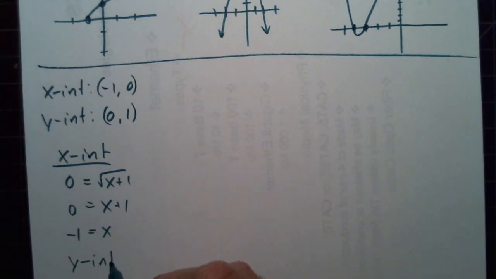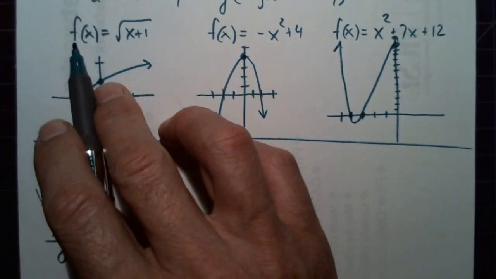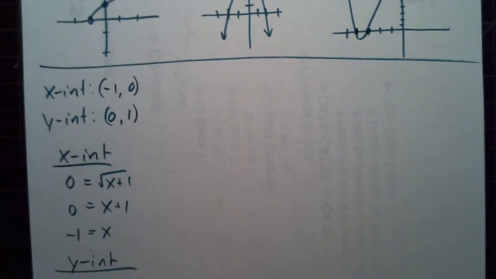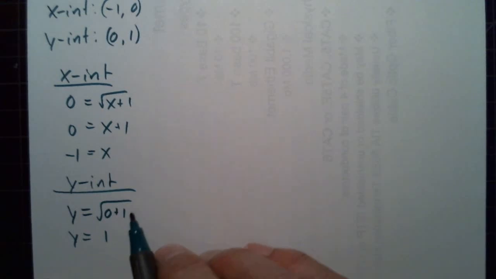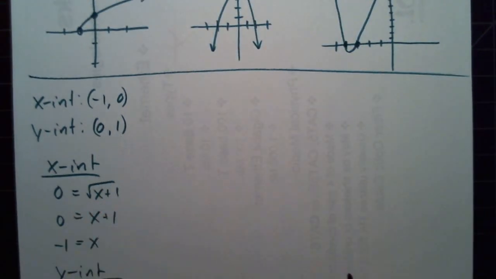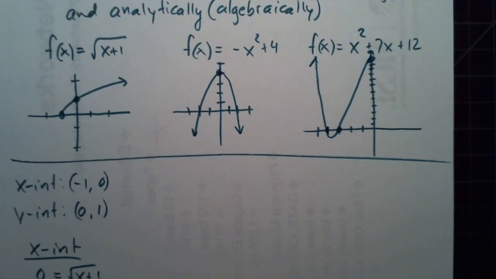And the y-intercept has an x value of 0, so we take the function and make the x 0. Y equals 0 plus 1, so y equals 1. When x is 0, y is 1, and that's what we saw on the graph. Okay, so do the same thing with these two functions. Pause the video.